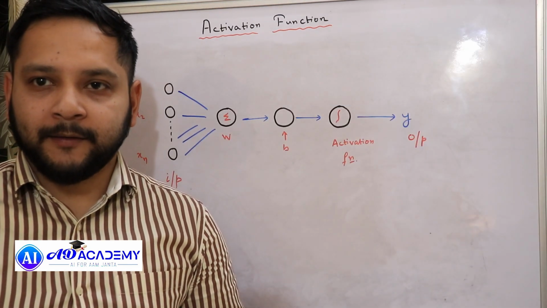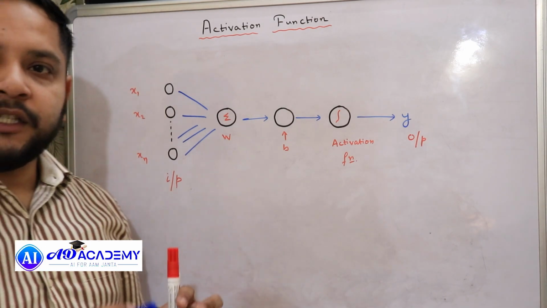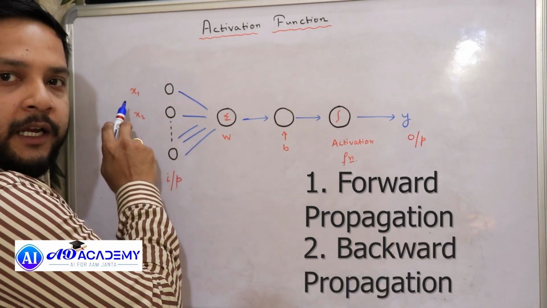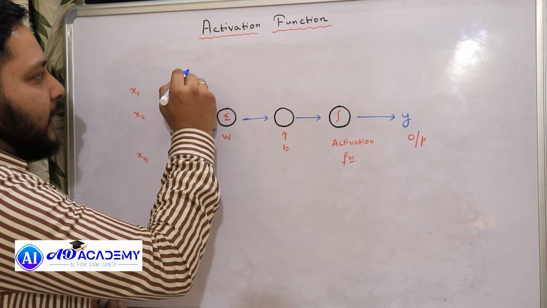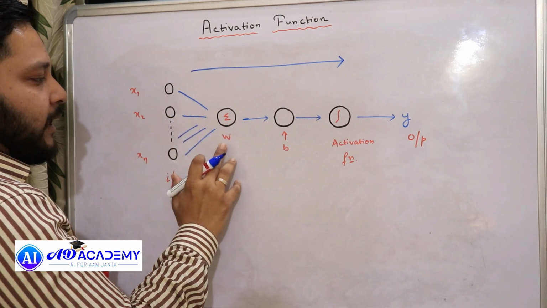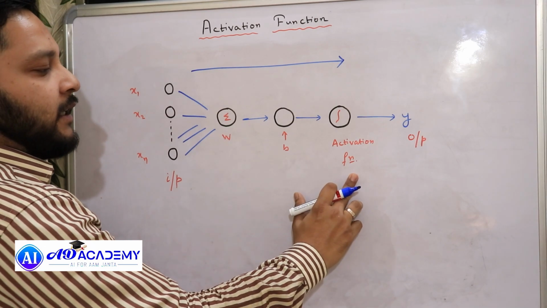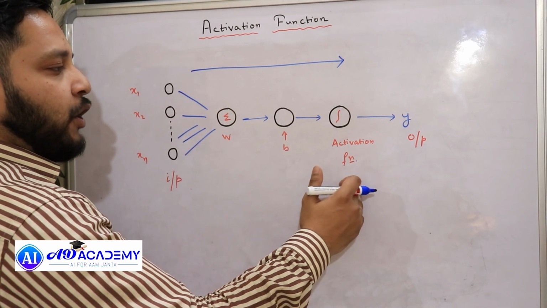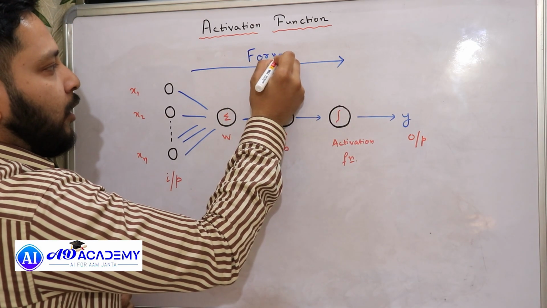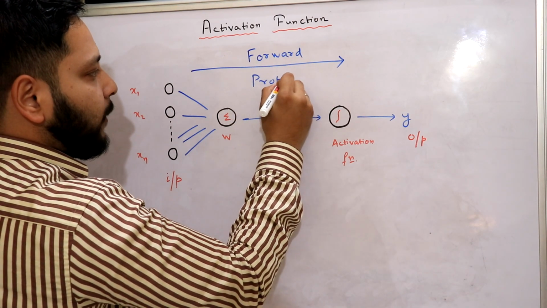Before starting the different types of activation function, first let me explain two very important things: one is forward propagation and another is backward propagation. When we give the inputs, they go in this direction. The inputs are multiplied with the weights, bias is added, then the activation function is applied on top of it, and then we get the output. This is called forward propagation.